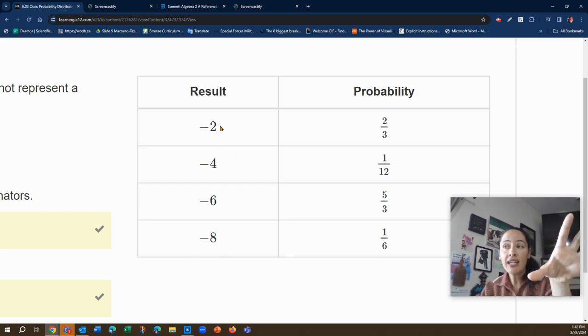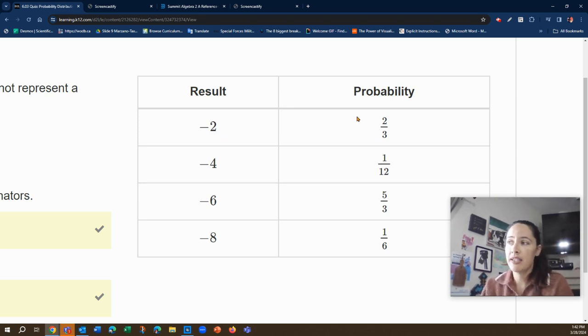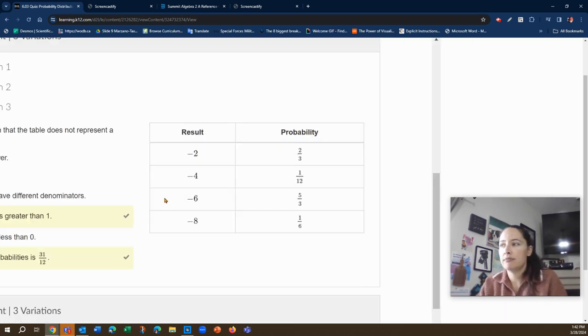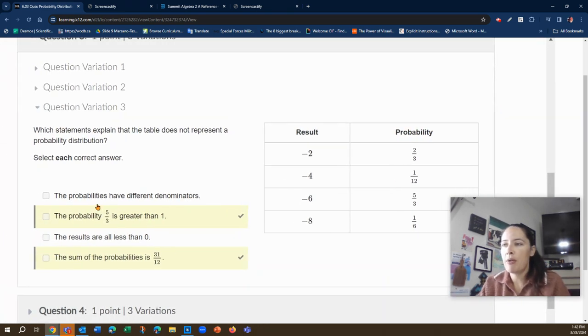This is just saying, hey, if this was a valid probability distribution, the probability that you would get a -2 is 2/3. Maybe -2 is a good thing, I don't know. It could be a game. The probabilities have different denominators. That doesn't matter. This is true: no probability can be greater than 1. The results are all less than 0. The results are just what we're saying the probabilities are for, right? We're just saying, hey, these are the possible outcomes, here's the likelihood that those will happen. Those can be anything, literally anything.